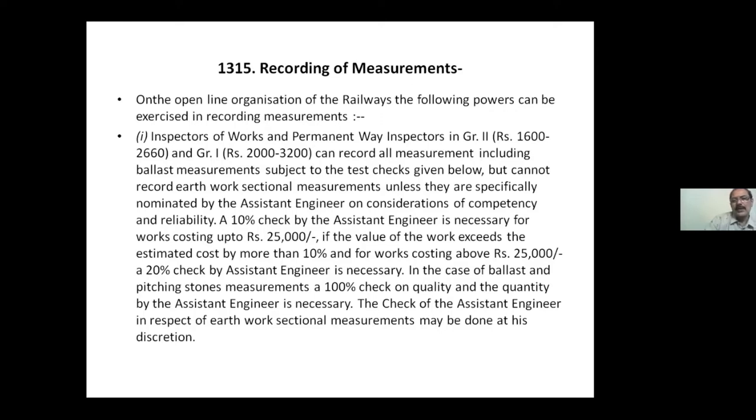Senior supervisors in the grade pay of 4600, 4800 and above can directly record the measurements in the measurement book. They have to sign. And all the measurements recorded by them, along with the contractor's witnessing, have to be test checked by the AAN up to 25% for the normal works, up to 100% in case of earthworks and ballast works. So, what is the percentage of the test check for the ballast for AAN? A question may come. You have to say 100%. Okay, for routine works, normal works, it is 25% test check. Measurements and test check both are very important.